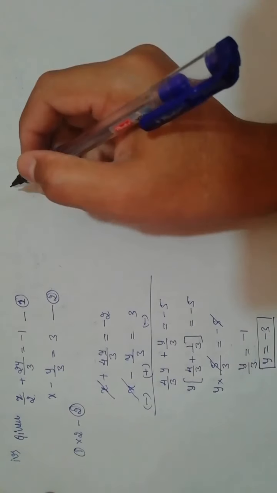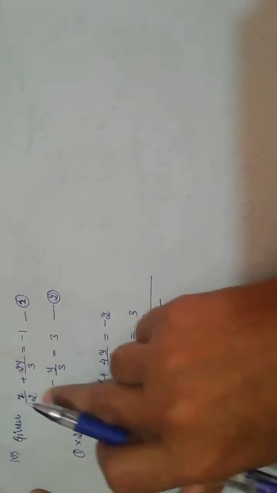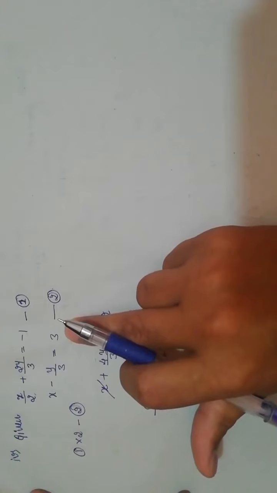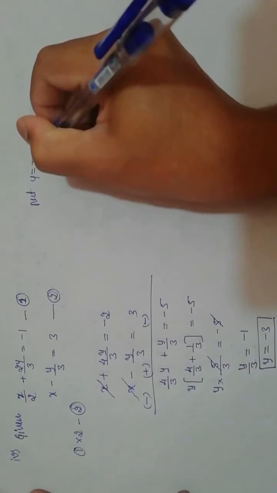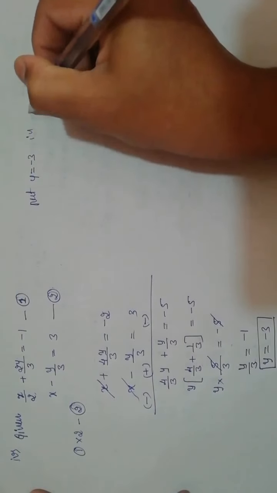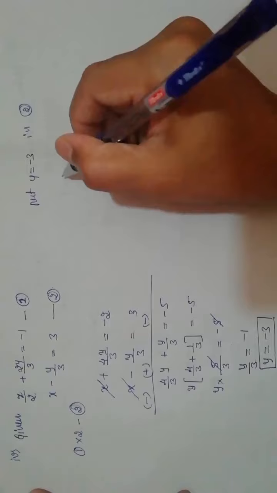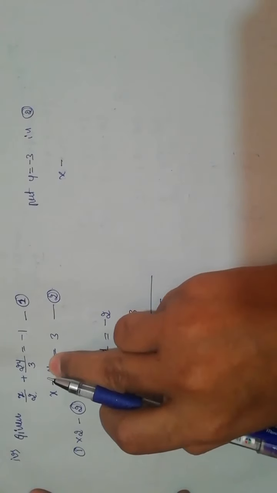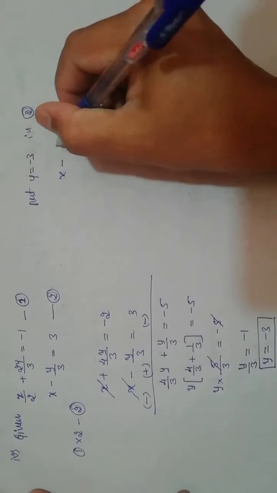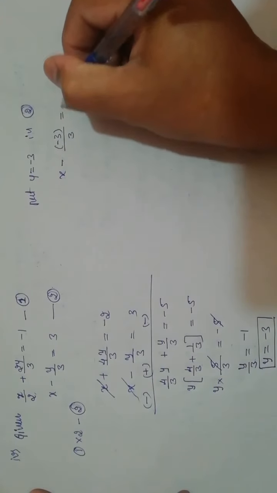For this, I'm going to substitute this value in any one of the equations. I'm going to choose equation number 2, because it will be very easy. So put y equal to minus 3 in equation 2. Now it will become x minus y by 3. In the place of y, you need to write minus 3. So minus 3 in the place of y, divided by 3, which is equal to 3.